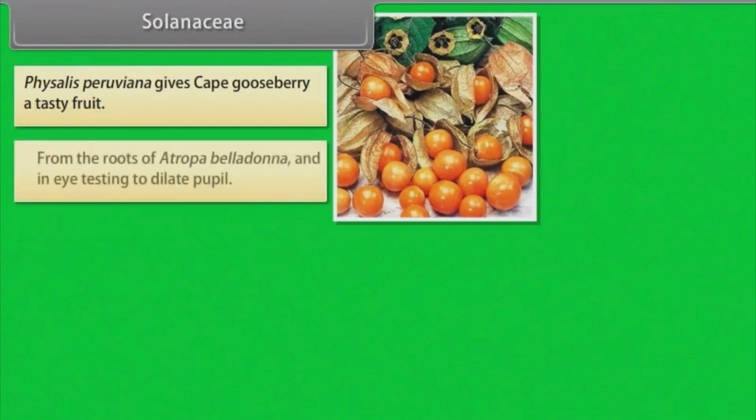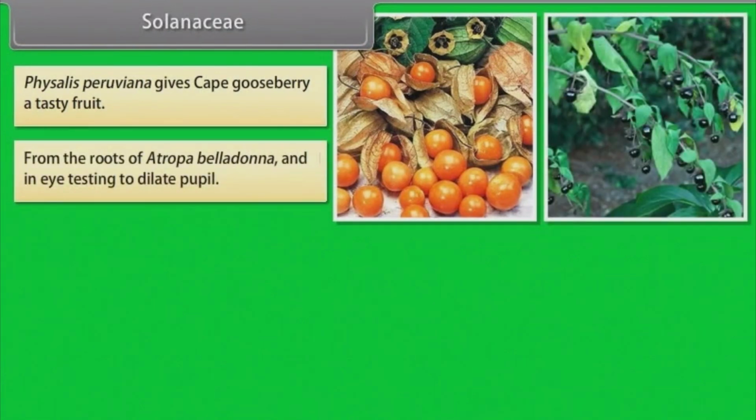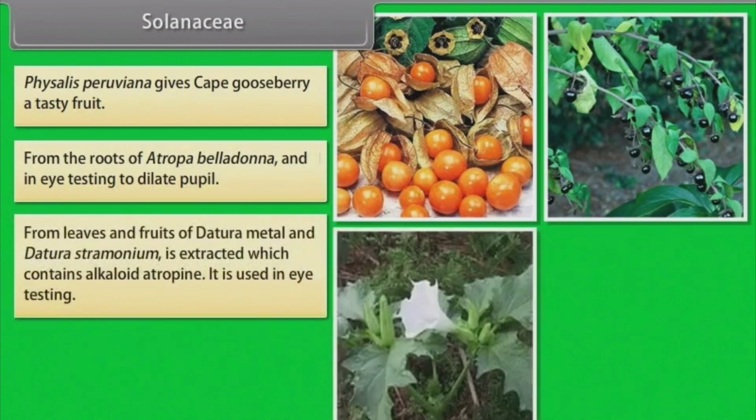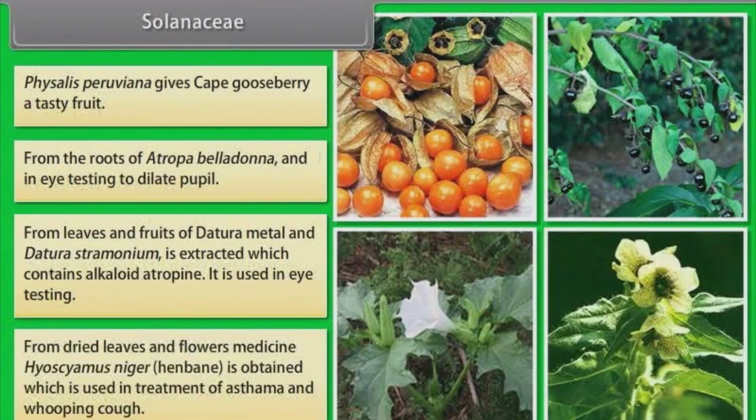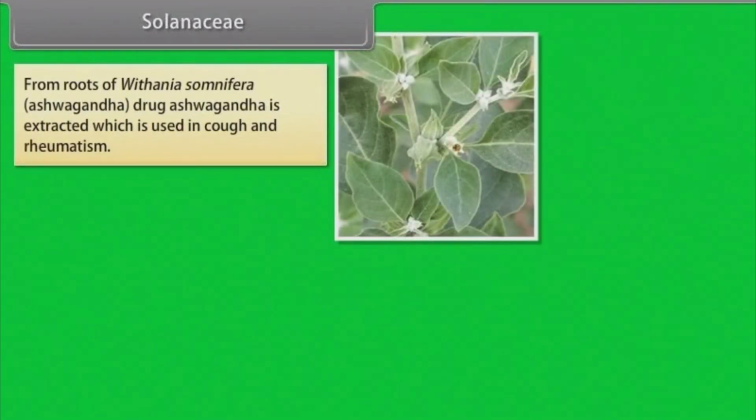From the roots of Atropa belladonna, atropine is extracted and used in eye testing to dilate the pupil. From leaves and fruits of Datura metel and Datura stramonium, atropine is extracted, which is an alkaloid used in eye testing. From dried leaves and flowers of Hyoscyamus niger, henbane, medicine is obtained, which is used in treatment of asthma and whooping cough. From roots of Withania somnifera, ashwagandha, the drug ashwagandha is extracted, which is used in cough and rheumatism.